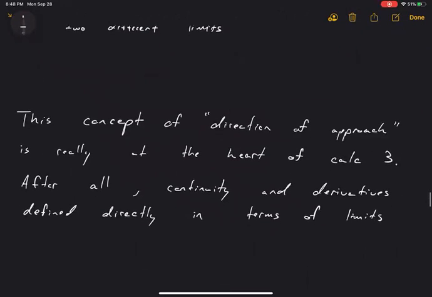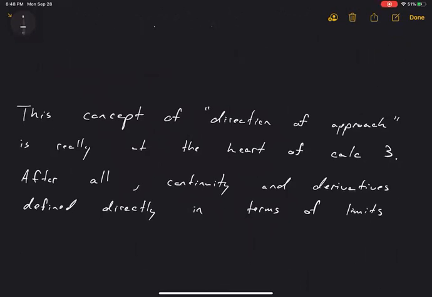And this concept of the direction of approach being important, that's going to hold over for a lot of the topics we discuss. Next, I think in the next section, we're talking about partial derivatives. This idea of the direction we're approaching from is going to remain important.